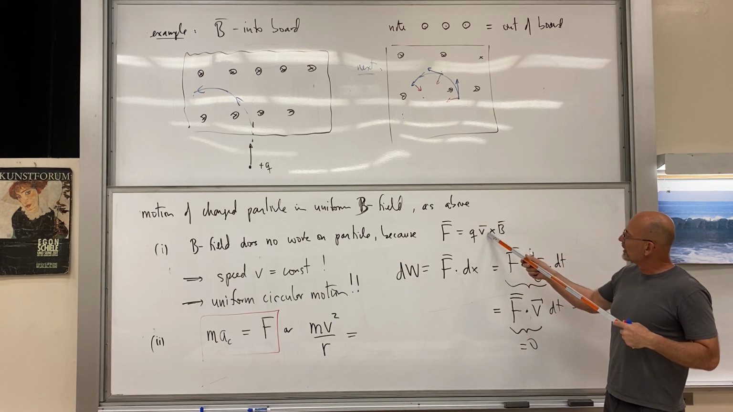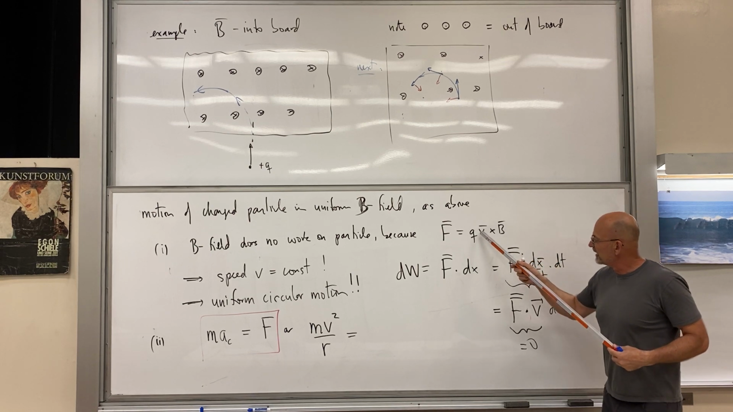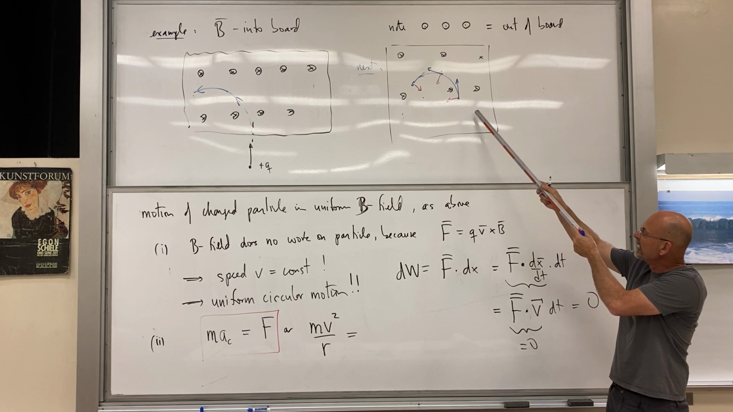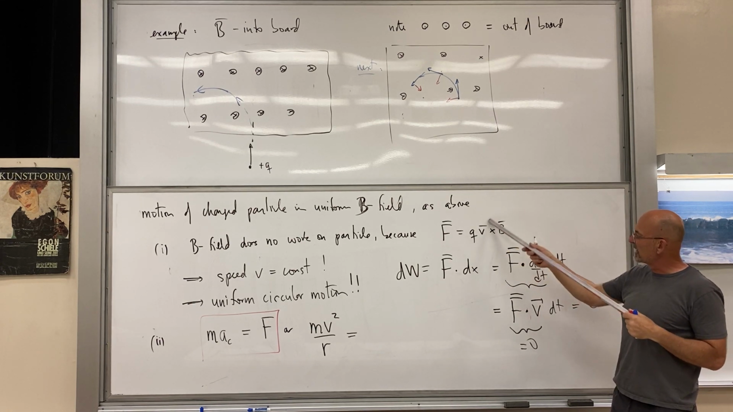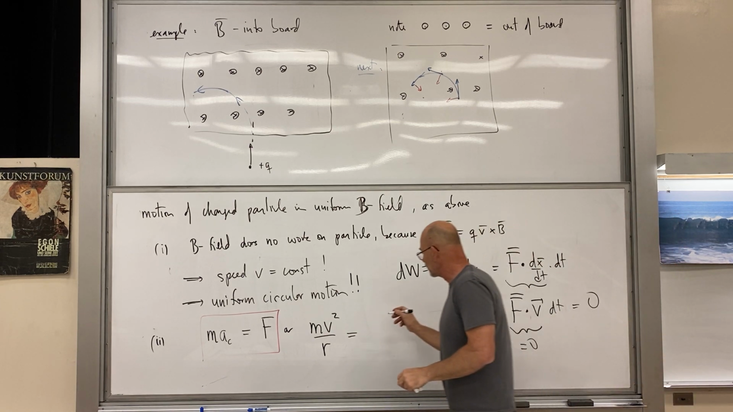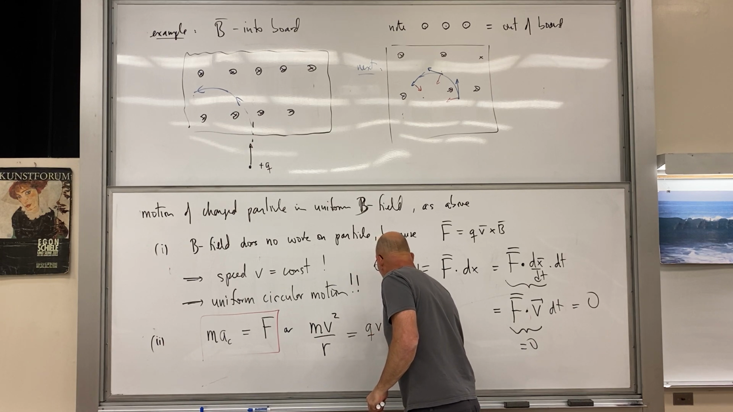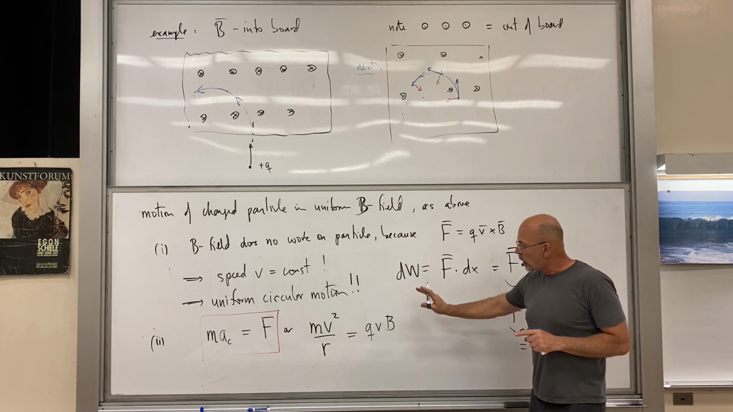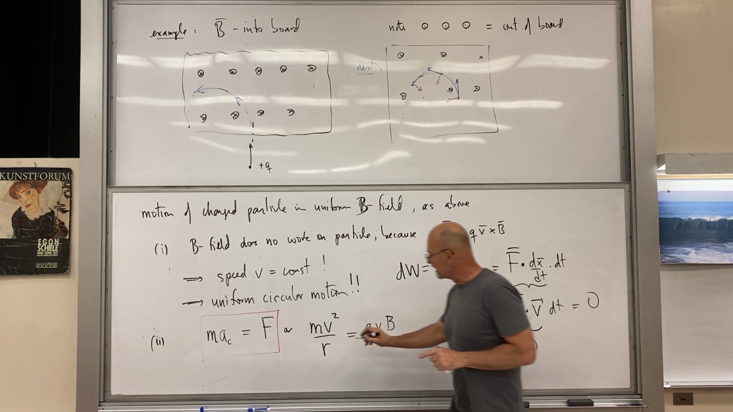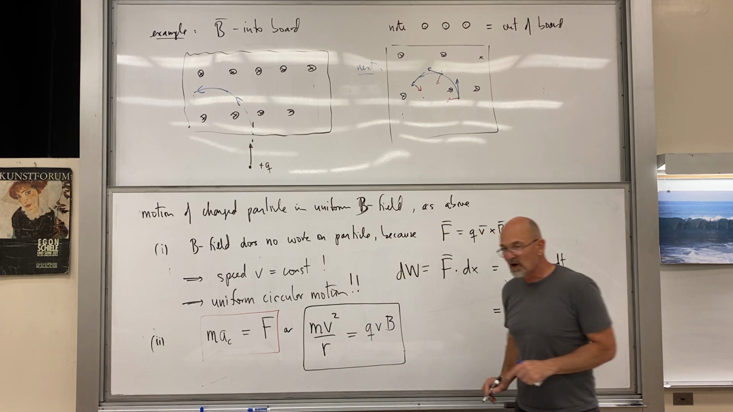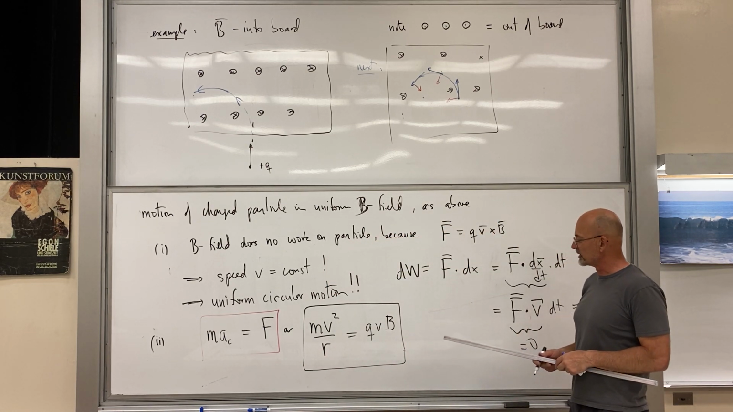Now, with this scenario here, V cross B, we have 90-degree angles in my scenario, V and B. Therefore, the sine of 90 is 1. It's just Q times V times B. So the magnitude is Q times V times B. So you don't even have to memorize this formula. You can always set up and attain and relate these quantities in the uniform circular motion to each other.